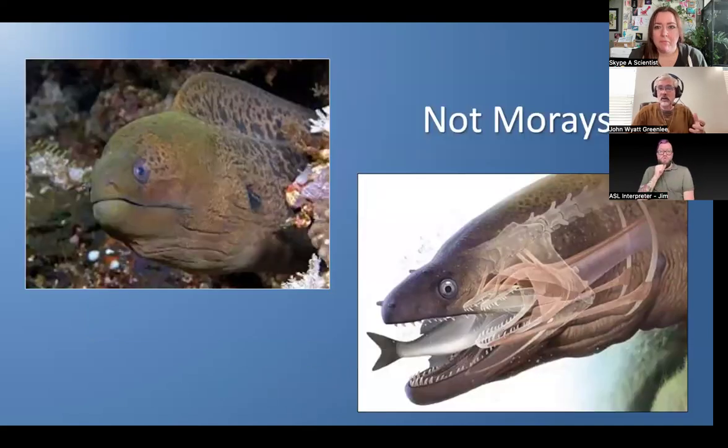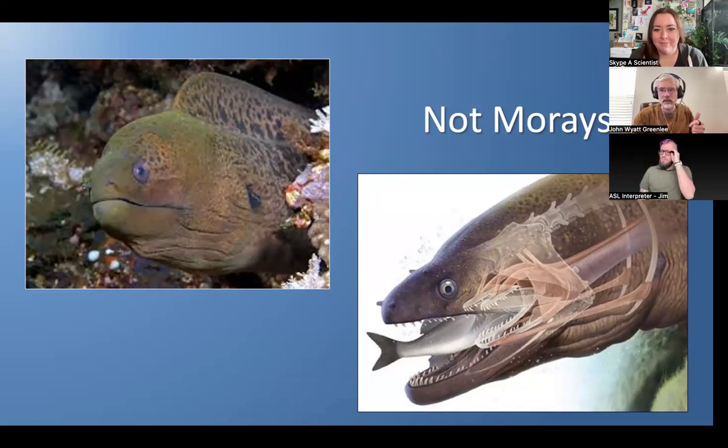The next are called moray eels, and these are the ones you would often see at an aquarium. These are the ones that live in reefs. These are marine fish, so they spend their entire lives out at sea. They're really cool. They do a lot of interesting things. I wish I knew more about them, but those are not the eels I work with either.